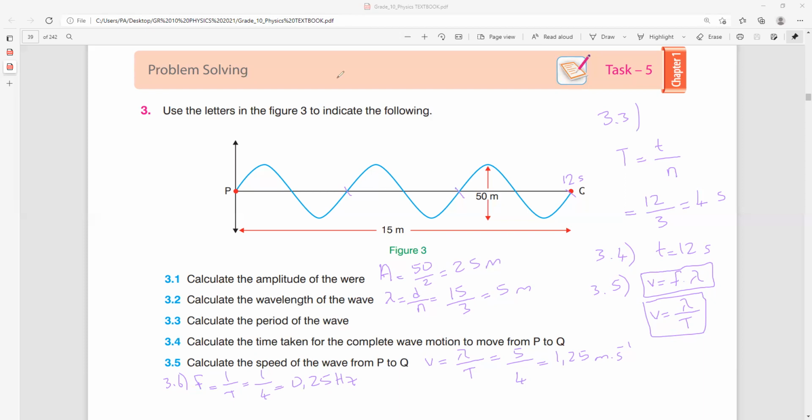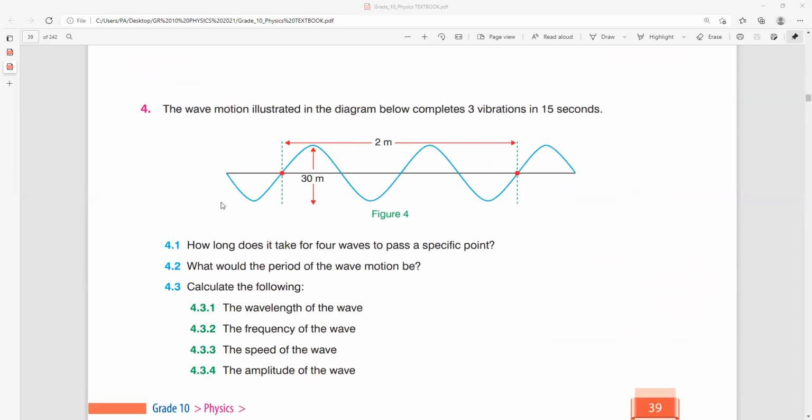Okay, so let's continue, people, with the next question. Number 4. First of all, we have this figure, people. We have 30 meters from crest to trough, and then we have 2 meters for how many waves? Let's check. Positive, negative 1, positive, negative 2. For 2 waves, we have 2 meters. And they said, how long does it take for 4 waves to pass a specific point? They're asking the people for 4 waves.